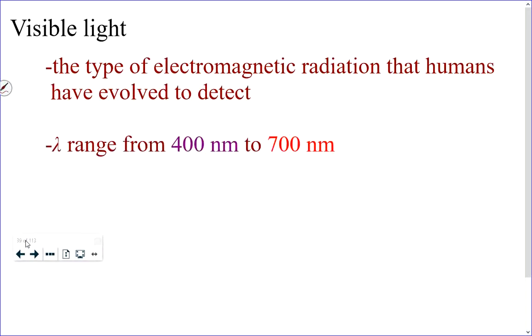Wavelengths are from about 400 nanometers to 700 nanometers. I didn't use the most vibrant colors up here, but I hope you can see that the 400 is a purpley color and the 700 is red.